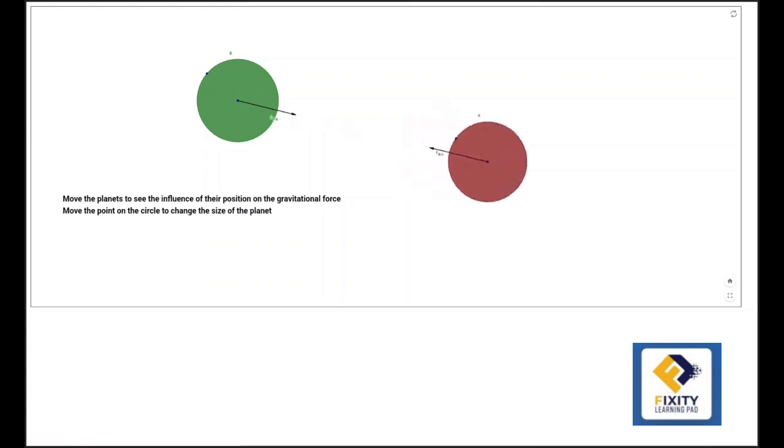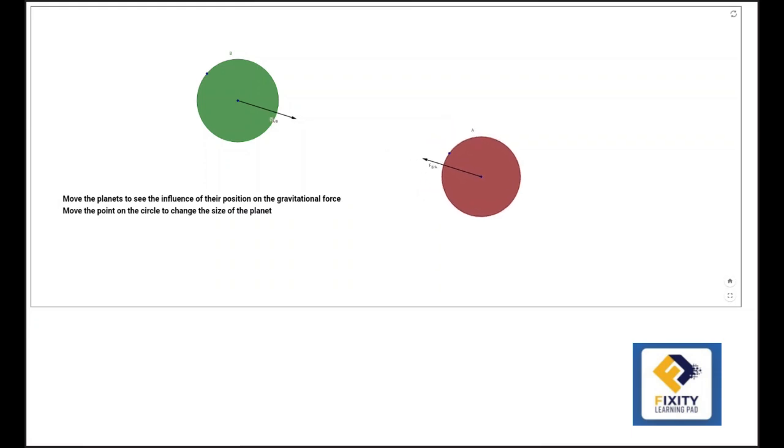magnitude of the gravitational force, right? So as I'm making them go far away from each other, you can see the gravitational force is decreasing constantly. As I'm bringing them closer and closer to each other, the gravitational force is increasing, right? So this is what happens if we change the distance. The more the distance, the less the gravitational force. Remember, inversely proportional, divided by r square in the formula, remember.